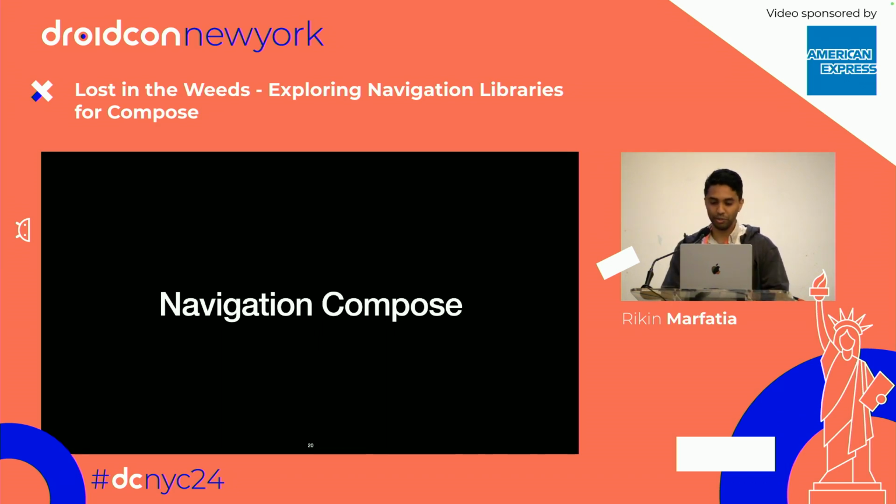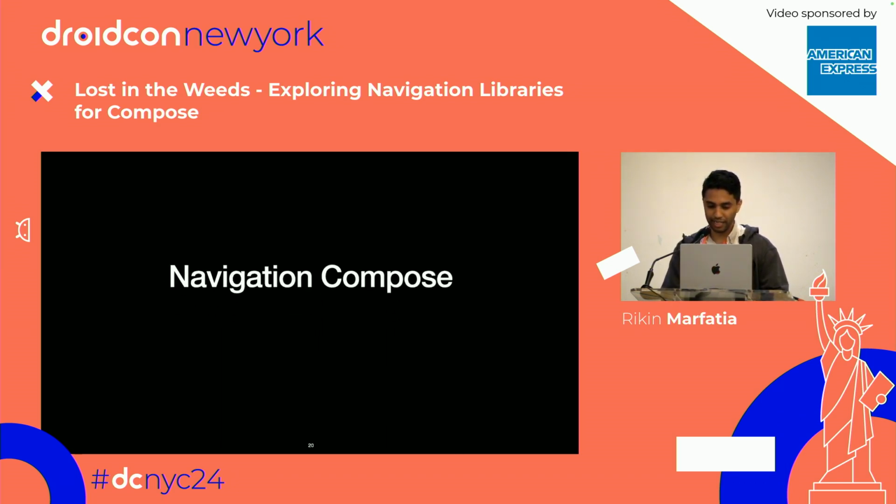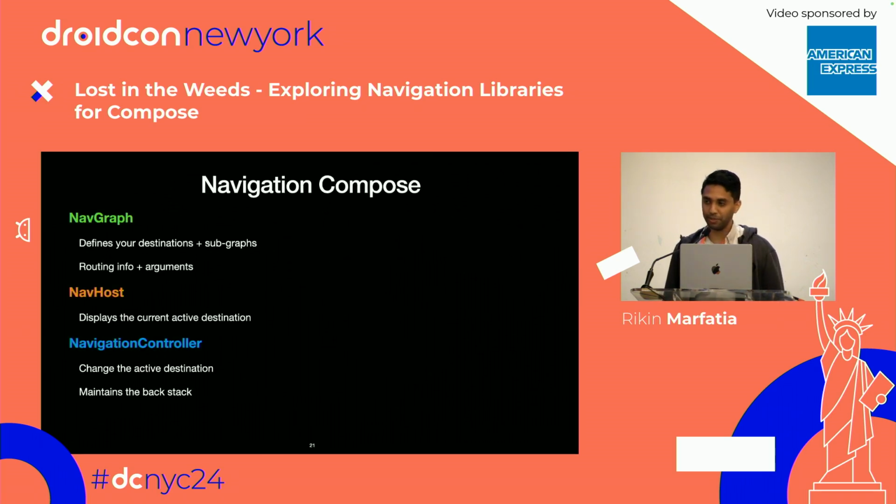So I probably won't go into too many details on the library itself, but I will describe the core components. You have the nav graph, which represents your state. You define your destinations and subgraphs there, and it also has routing information and arguments. You have your nav host, which displays your current active destination or route. And then you have your navigation controller, which manages your backstack and allows you to do things like change the destination, navigate to, and pop things off of the backstack.